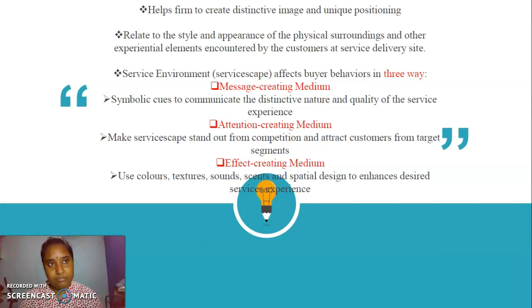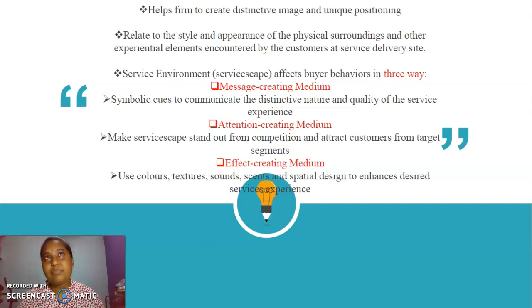Simbol yang terdapat di service environment menyampaikan sifat khas dan kualiti pengalaman perkhidmatan. Examples: labels, signboards, symbols, signals, advertisements.